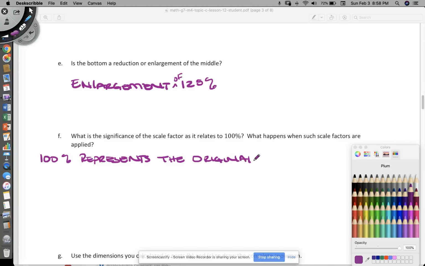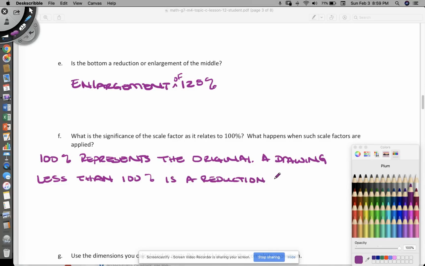A lot of times students think, oh, I have to go with the middle-sized one or the largest one as the original. Sometimes the original is the smallest one up there and they enlarged it twice. That can happen, okay? A drawing less than 100% is a reduction. So even if it's 99%, that is a reduction.